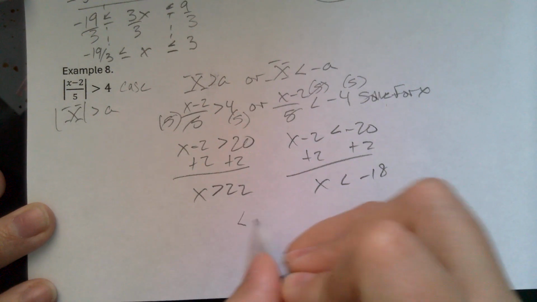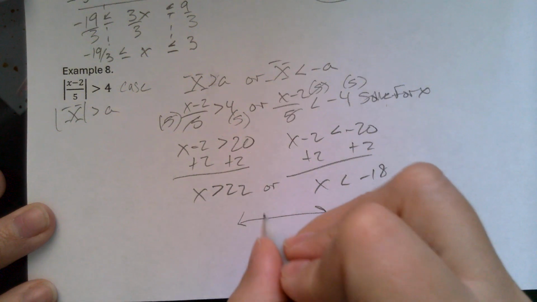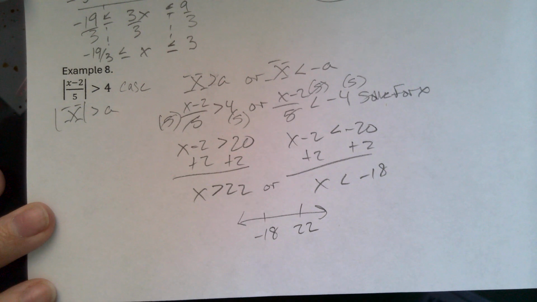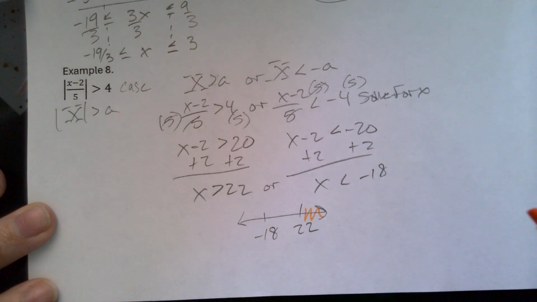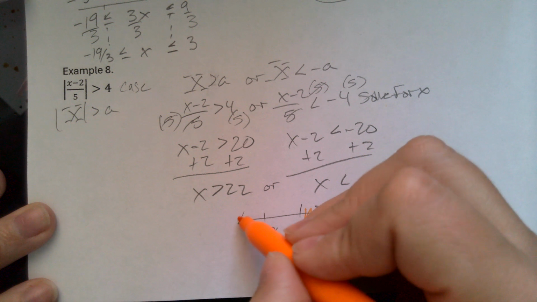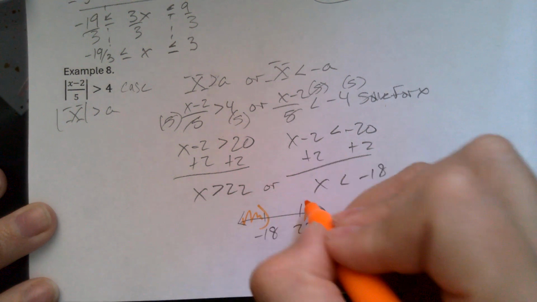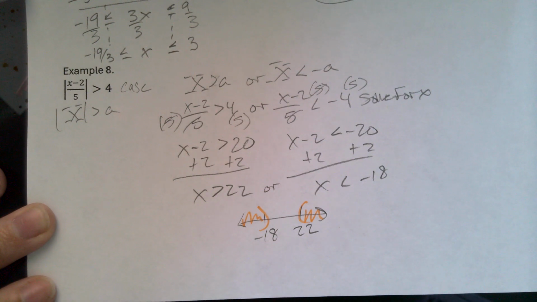We can draw a number line. Remember, this is an OR, so we want it all. I have negative 18 and 22. For the first one, x is greater than 22, x is bigger, I shade to the right. Next one, x is less than negative 18, x is smaller, I shade to the left. They do not have the or equal to's, so they get parentheses. Again, we don't need an overlap because it's an or.